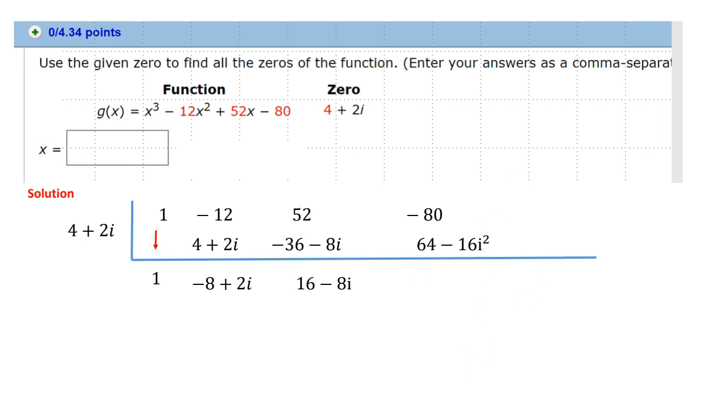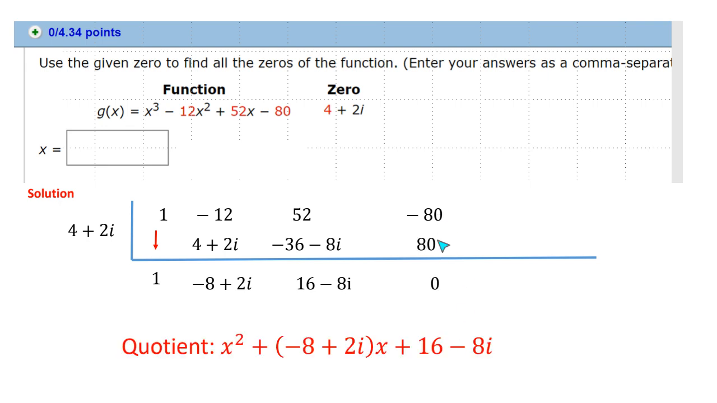Okay, negative 1. And then we get 64 plus 16, which is going to be 80. Minus 80 is 0. So if you got anything other than a 0 here, then you know that you did something wrong in your addition or multiplication, because they told me at the beginning that 4 plus 2i is a 0. So this has to be a 0.